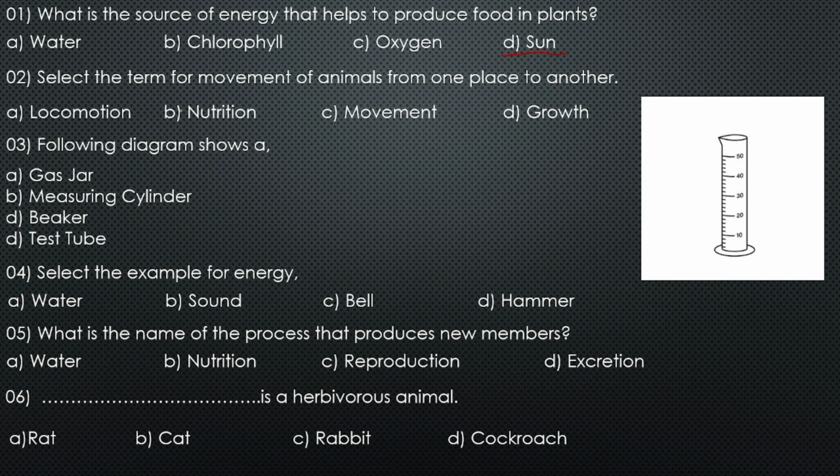Question 2. Select the term for movement of animals from one place to another. The answers are locomotion, nutrition, movement, growth. Nutrition, movement, growth cannot be taken under the movement of animals from one place to another. Therefore, the answer is locomotion.